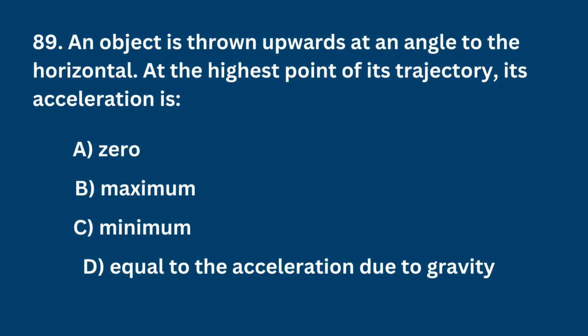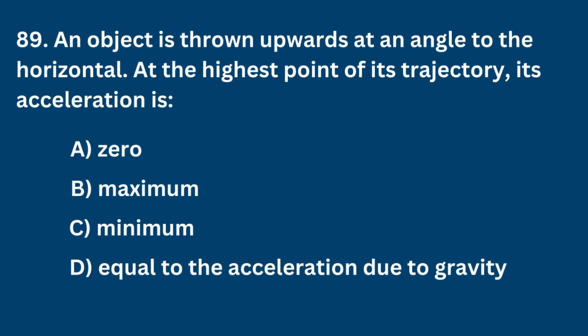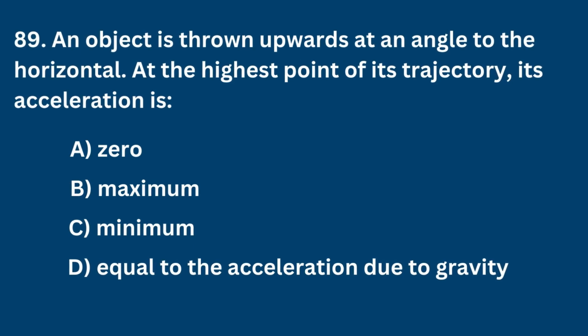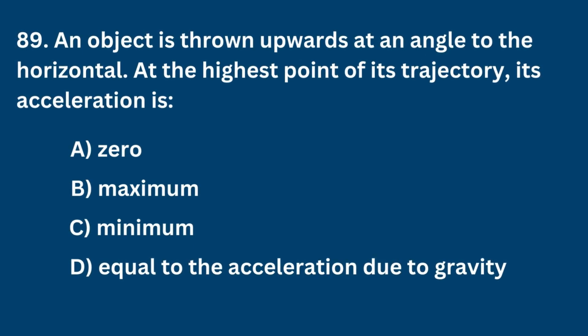An object is thrown upwards at an angle to the horizontal. At the highest point of its trajectory, its acceleration is. The options are A. 0, B. Maximum, C. Minimum, D. Equal to the acceleration due to gravity.